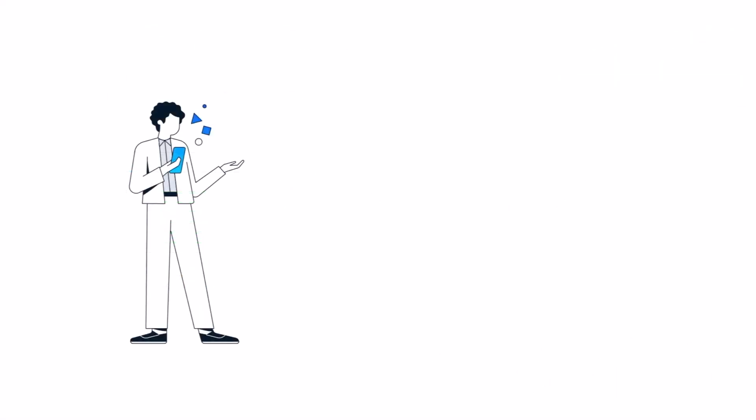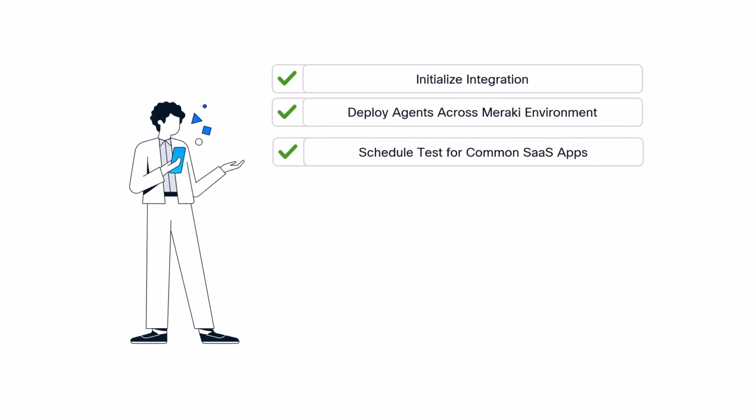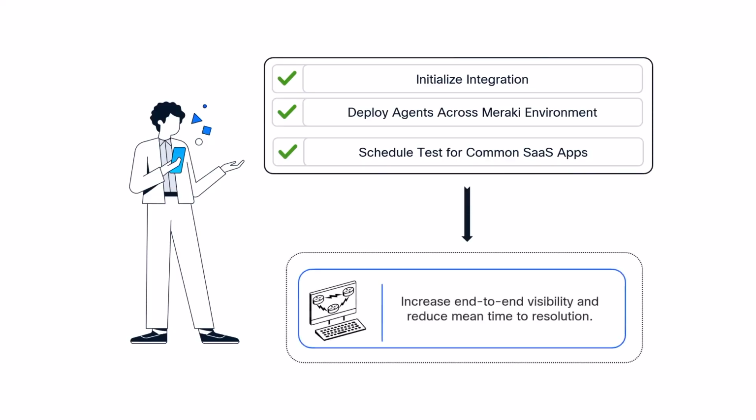Now that you have learned how to integrate Cisco ThousandEyes with Cisco Meraki, you can use this integration to efficiently deploy enterprise agents across your Meraki WAN environment and quickly schedule tests for the most common enterprise SaaS applications. This enables you to run ThousandEyes tests directly from branch locations, increasing end-to-end visibility and reducing the mean time to resolution for WAN-related issues. Thank you for watching.